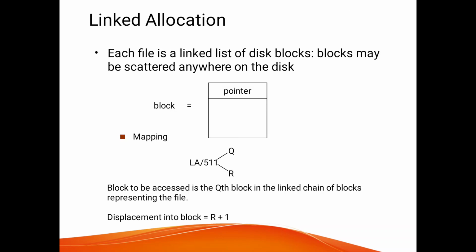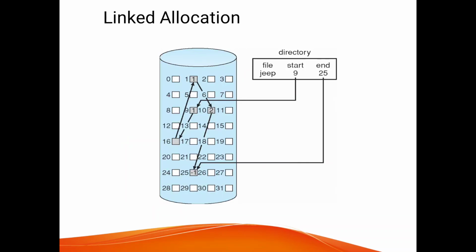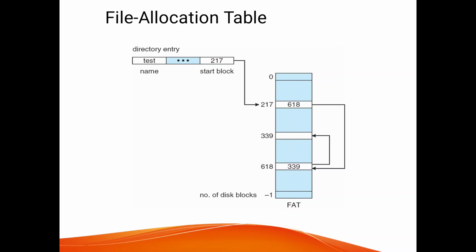In linked allocation, each file is a linked list of disk blocks. Blocks may be scattered anywhere on the disk, but they can be linked by their addresses. The block to be accessed is the qth block in the linked chain of blocks representing the file, and the displacement into the block is r plus 1. The file allocation table also has the starting address and then the displacement address, which can be computed from the start to the displacement.